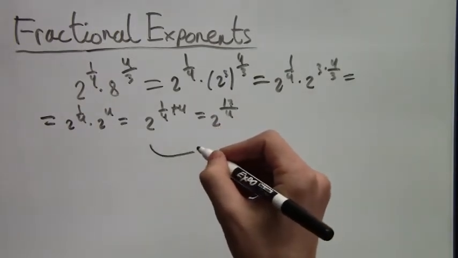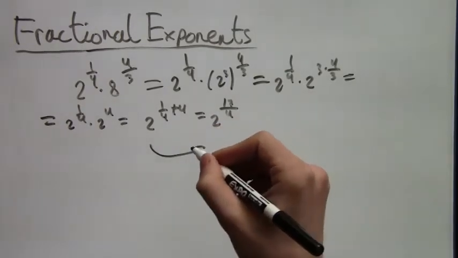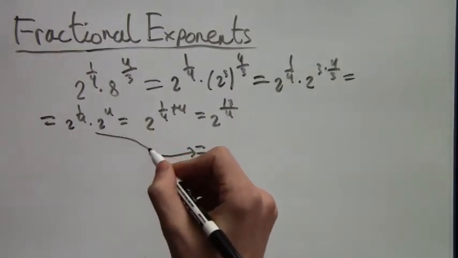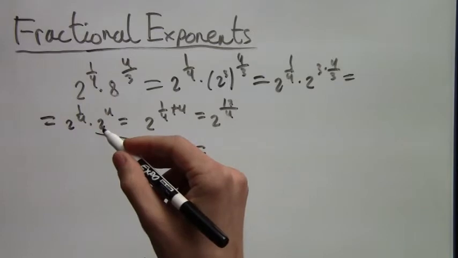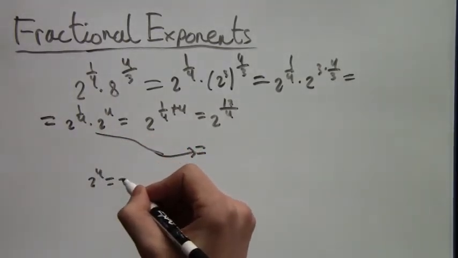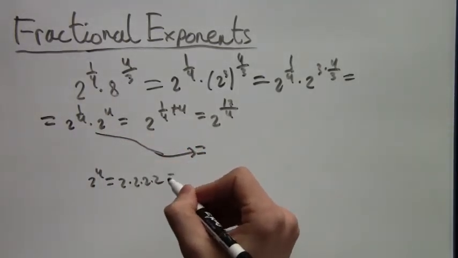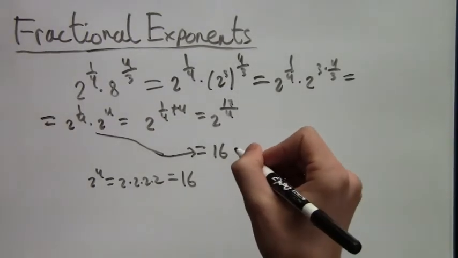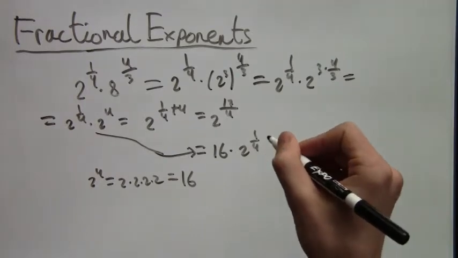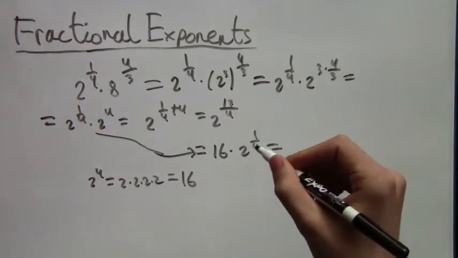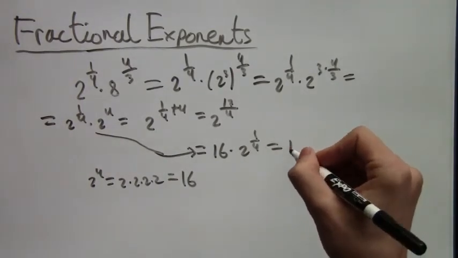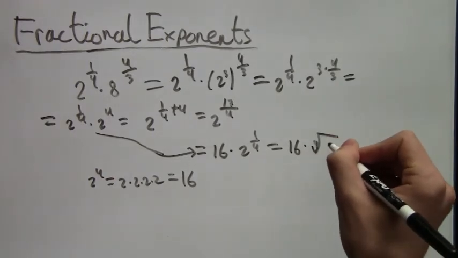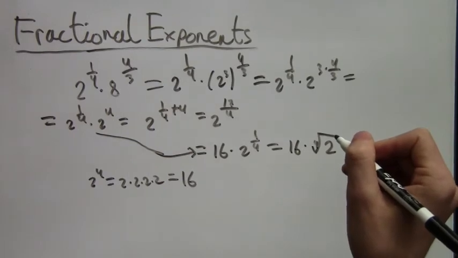This is one form of a good answer, but some people are unsatisfied with 2 to the 17/4. So another good way of writing the answer would be to keep the 1/4 power separate and just calculate 2 to the 4th. And 2 to the 4th is 16, so I get 16 times 2 to the 1/4, which can be rewritten as 16 times the 4th root, since it's a 1/4 power, the 4th root of 2. This is also a valid answer.